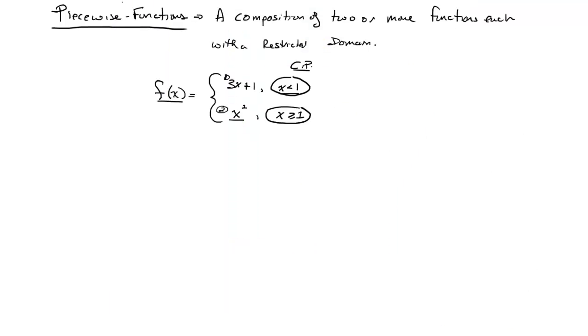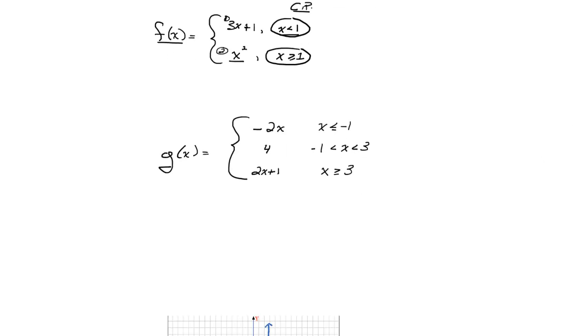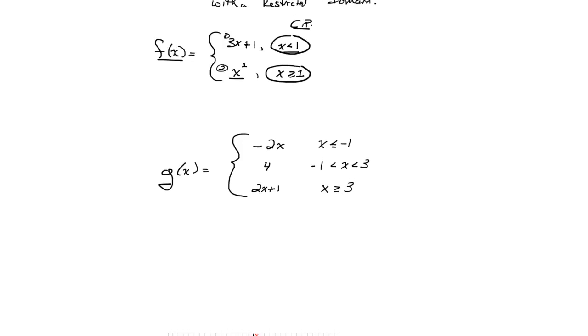So let's go ahead and try graphing a piecewise function that contains 3 independent functions. We're going to take negative 2x when x is less than or equal to negative 1. We'll say 4 when negative 1 is less than x, which is less than 3. And then we'll say 2x plus 1 when x is greater than or equal to 3. We could graph this independently by hand, but I'm going to use our graphing calculator to show how we can demonstrate this function.